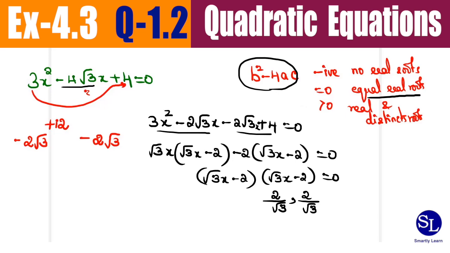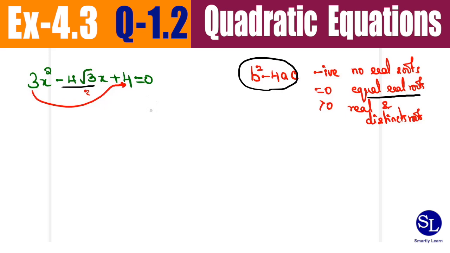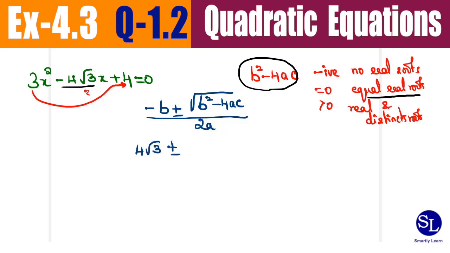formulas. So let us list the formula first, then we will start applying the formula. So what is the formula to compute it? It is minus b plus or minus root of b squared minus 4ac, the whole thing divided by 2a. Now let's start substituting. Minus b, so minus of minus 4 root 3 is plus 4 root 3 plus or minus, what is b square? 4 root 3 the whole square.